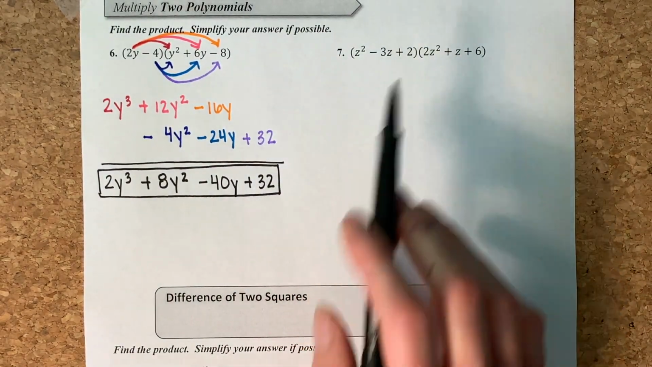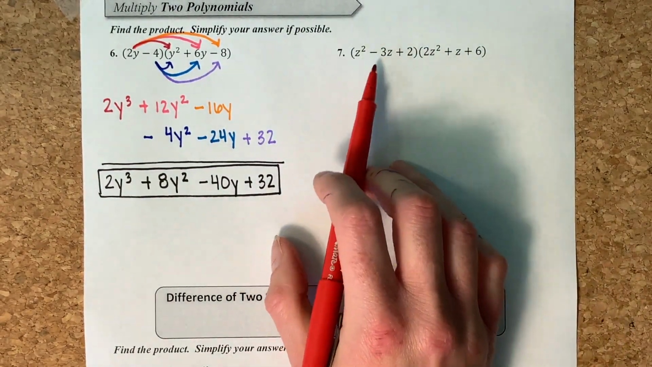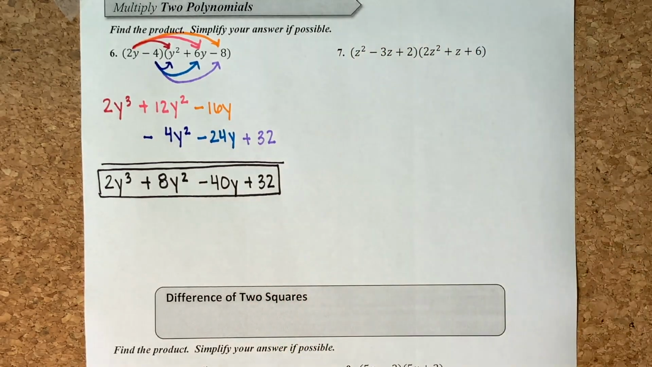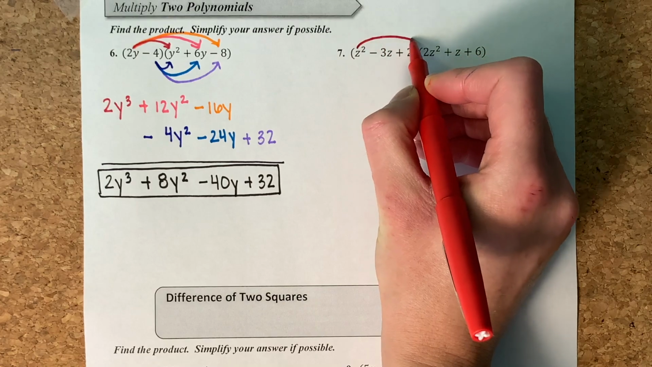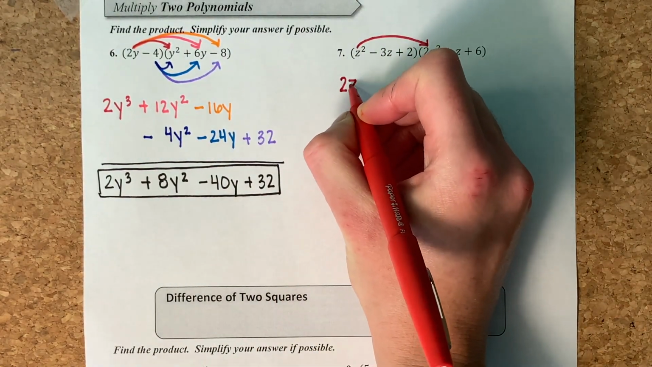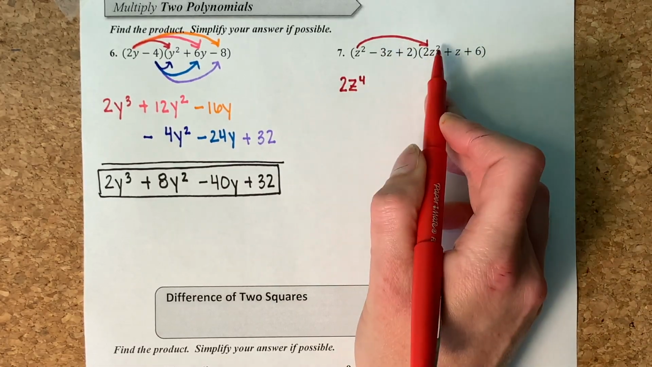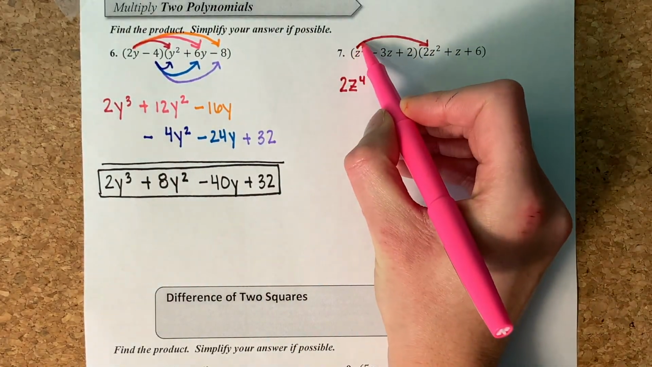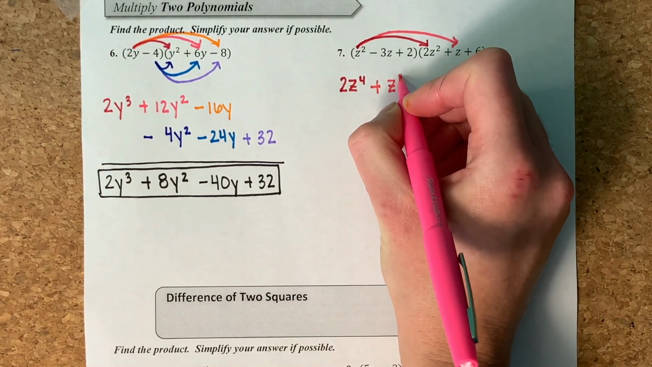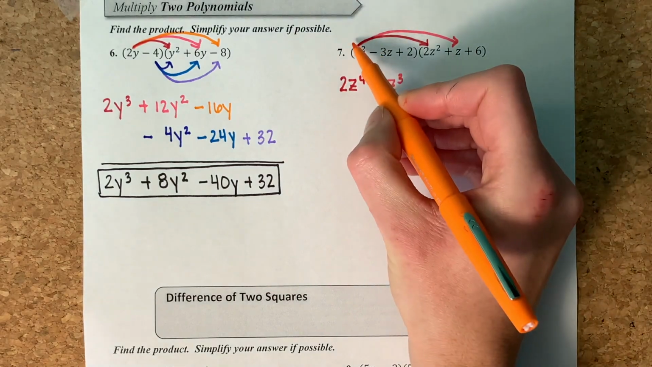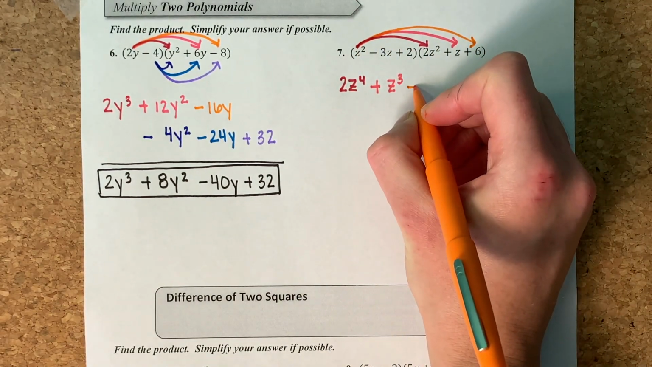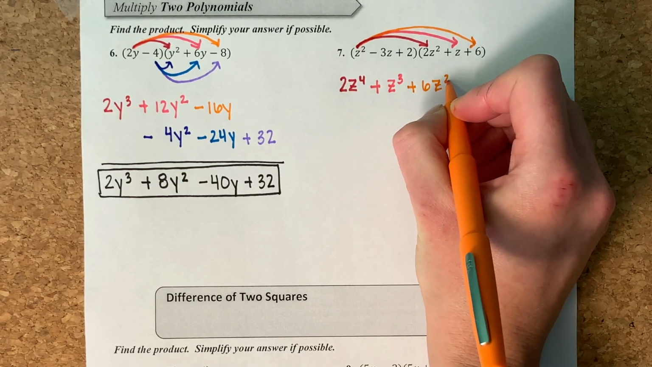Let's try this example. To start, we'll take this term and distribute it to each of the terms in that second set of parentheses. Z squared times 2z squared will give us 2z to the 4th. We added the exponents. 2 plus 2 gives us 4. Z squared times z will give us a positive z cubed. We add the exponents. And then let's take the z squared and distribute it to the 6. Z squared times 6 will give us a positive 6z squared.